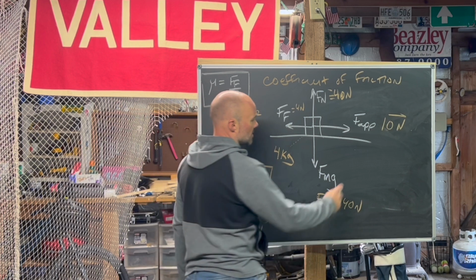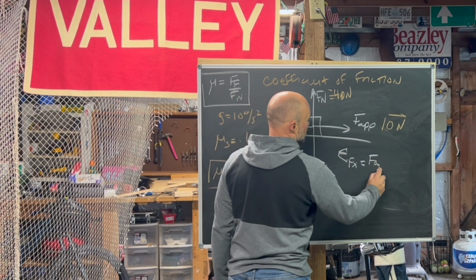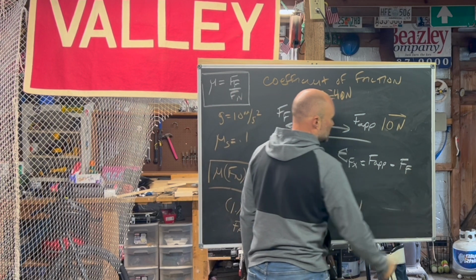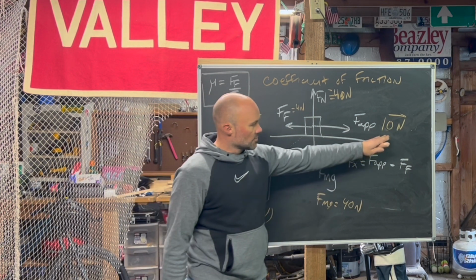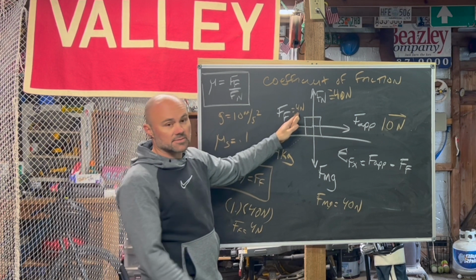So to do that, we say that the sum of the forces in the x direction is equal to, well, the force applied minus the force of friction. And I know that friction always opposes motion, and I can see that this force applied is greater than the force of friction, so I know intuitively that the box will accelerate.